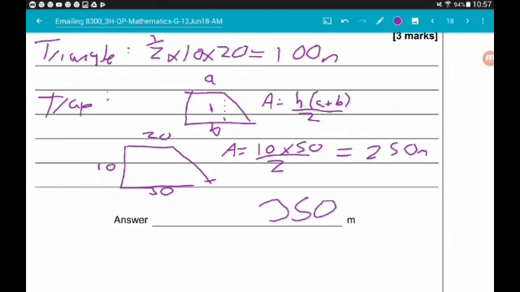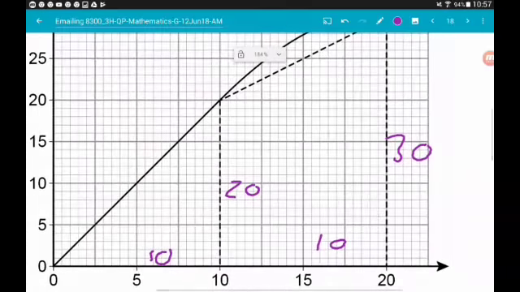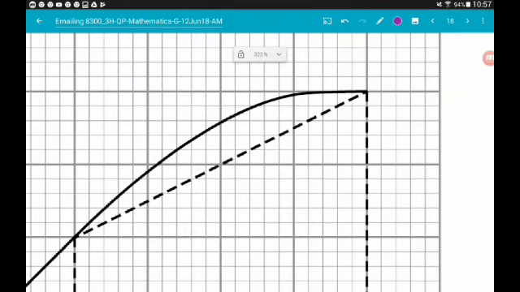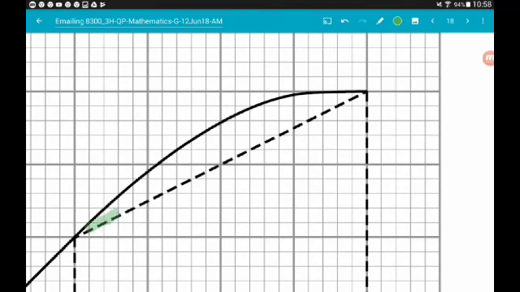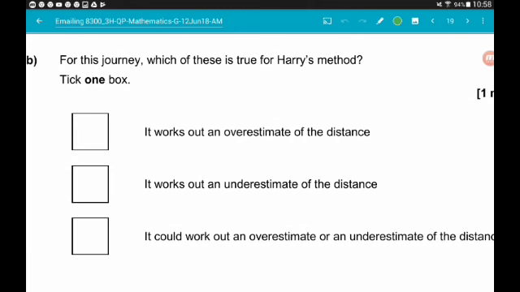So, let's go back to the graph. The triangle fits exactly in the graph, so that's no problem. The trapezium, however, doesn't take into account all of this area here. So we only have the area of the trapezium. We don't have that green area. So we've actually worked out a smaller area under the curve than is actually the case. So we've worked out an underestimate.